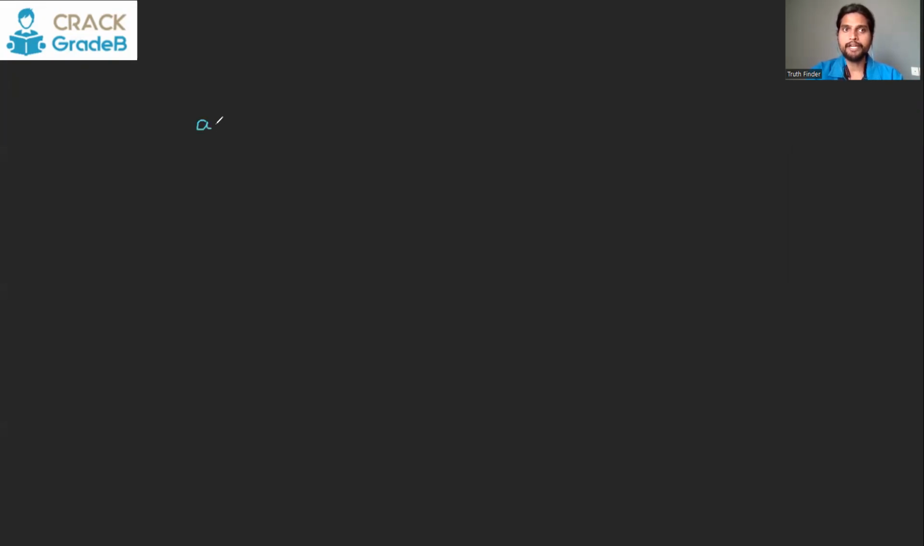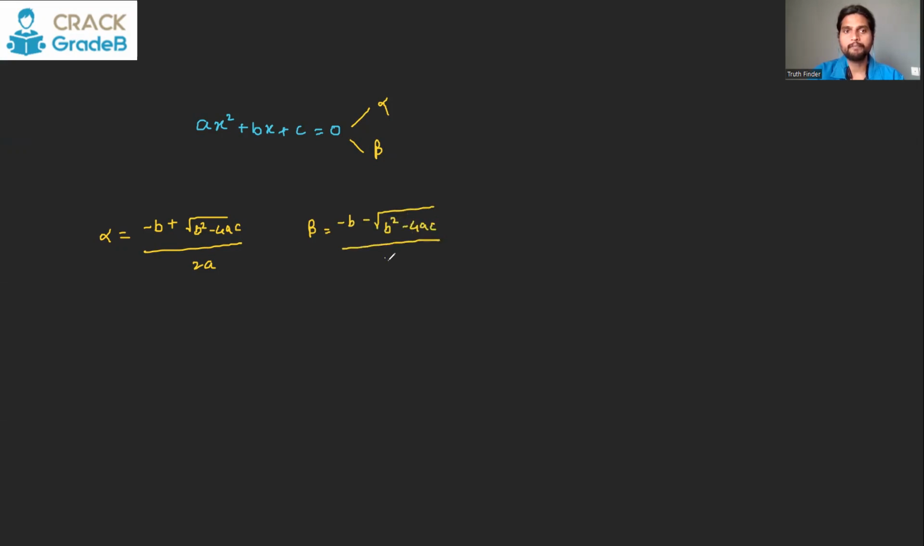Basically, the general form of quadratic equation is given as ax square plus bx plus c is equal to 0. This we call the general form of quadratic equation. Now based on this form, if the roots are alpha and beta, then one of the roots, alpha, is given as minus b plus under root b square minus 4ac upon 2a, and beta is given as minus b minus under root of b square minus 4ac upon 2a.